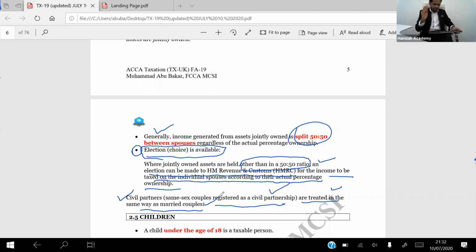Okay, so is there any confusion? Or let me just repeat one more time. Jointly owned assets are when the asset is owned by a married couple.